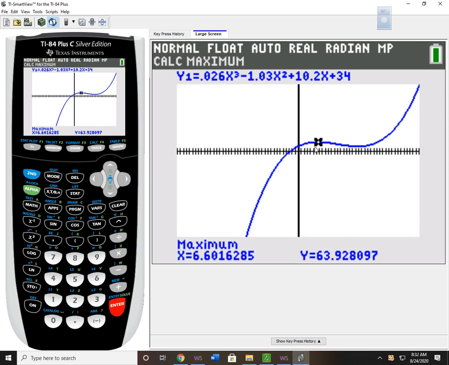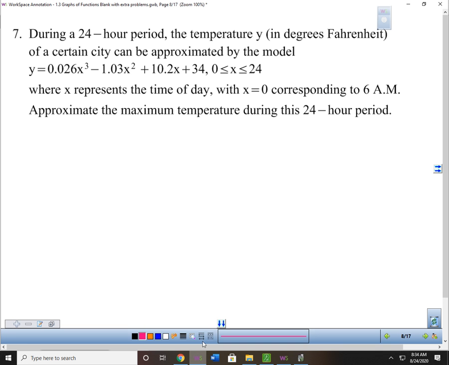Now remember, the maximum temperature is the y value because x represents the times of your day, right? By the way, what time of day is this? If 0 represents 6 o'clock, this would represent between 12 and 1, right? Okay. It reaches 63.9 degrees. So let's just round that to an even 64 degrees. I would like to know what city this is. Right? The maximum temperature. Might be nice to live there.